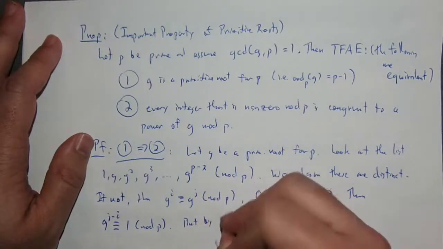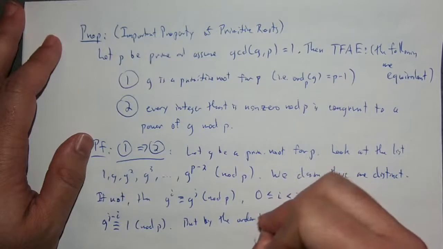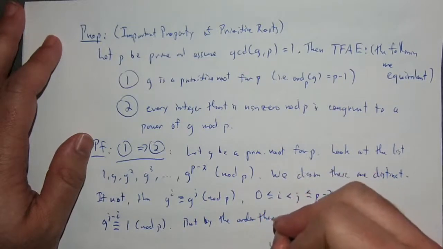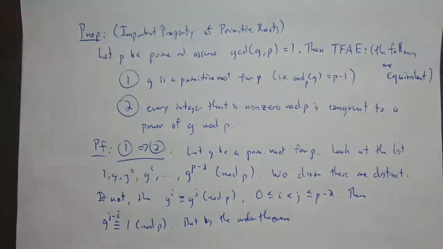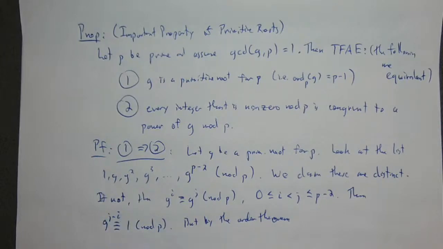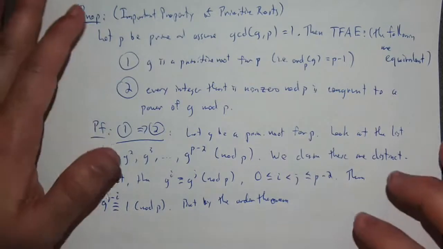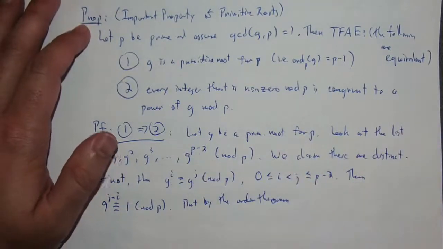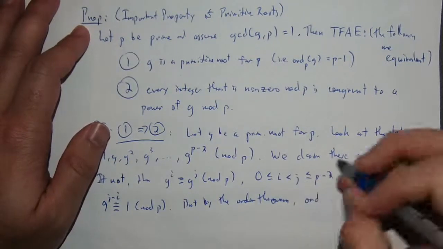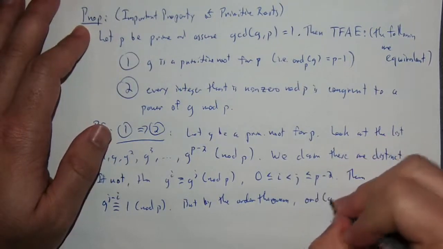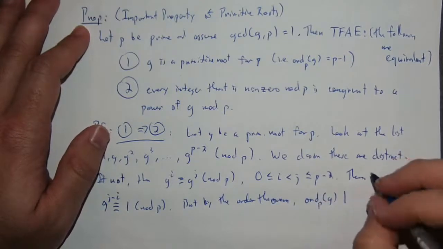But by the order theorem, remember, the order theorem tells us that whenever you have an element in question raised to some power and it's congruent to 1 mod p, then the order has to divide whatever this power is. So this has to be divisible by the order. The order of G mod P divides J minus I.